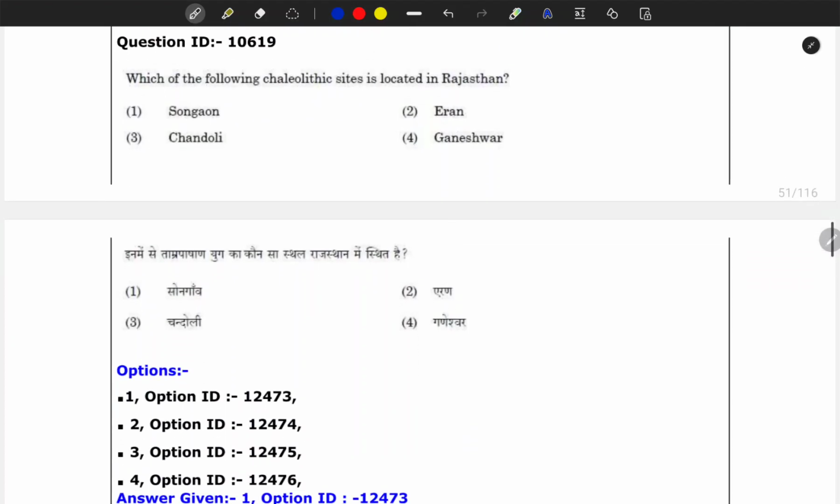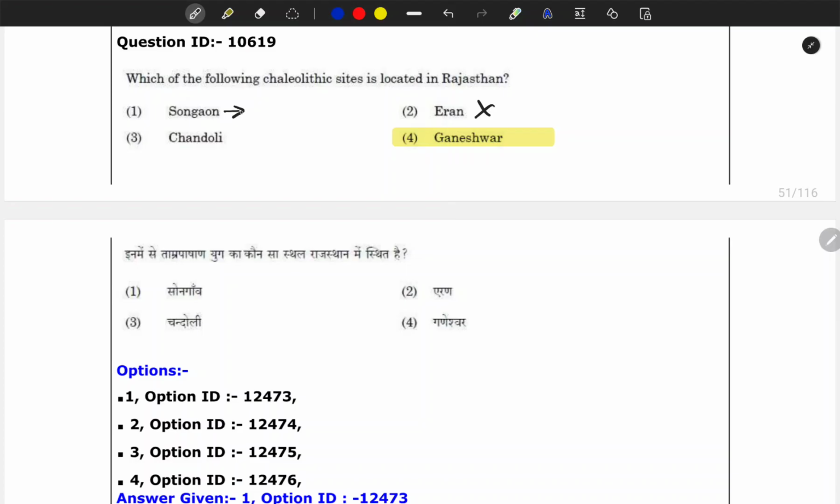Here again, which of the following Chalcolithic sites is in Rajasthan? This is a very easy question if you know. So this is Ganeshwar. For me, I just marked it straight away. But for you, you already know that from the Eran inscription in Madhya Pradesh we know about the practice of sati for the first time, and this was in 510 CE. So Eran must not be there, so you can eliminate this option if you know. This is a very important fact.